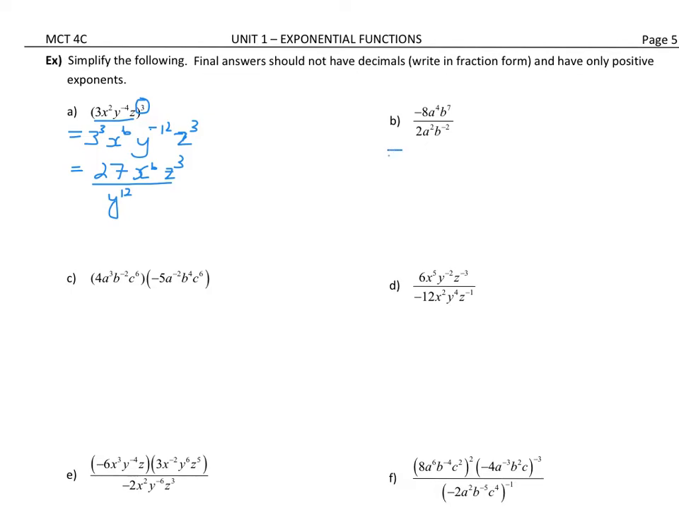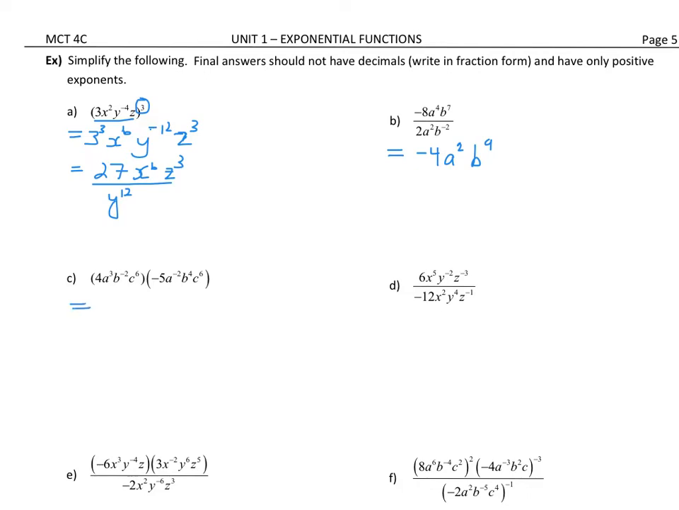All right, let's take a look at part B here. We have negative 8 divided by 2, that's negative 4. I have an a to the 4 divided by a squared. 4 take away 2 is a 2, so that's an a squared. And then 7 take away a negative 2 would be the same thing as 7 adding 2, so that should be a b to the positive 9. So no negative exponents at this point. I didn't have to worry about the negative exponent rule.